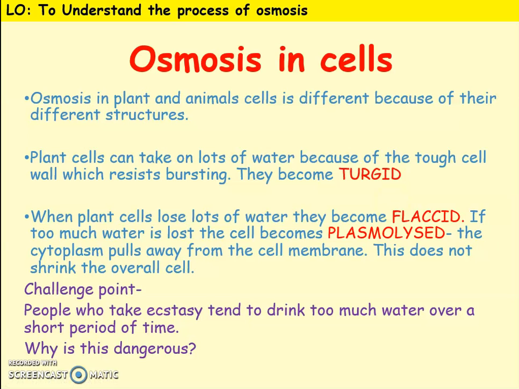If too much water is lost from cells, we say they can become plasmolyzed. If that happens, the cytoplasm pulls away from the cell membrane, but the overall cell stays the same size. But if that cytoplasm shrunk, all of those chemical reactions that go on there won't be able to happen.